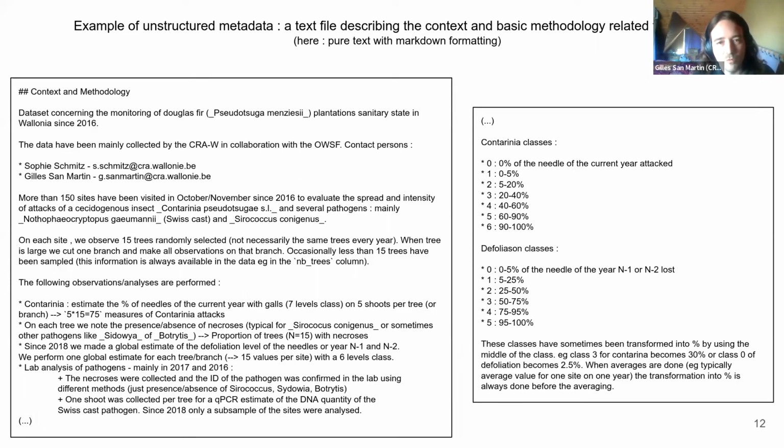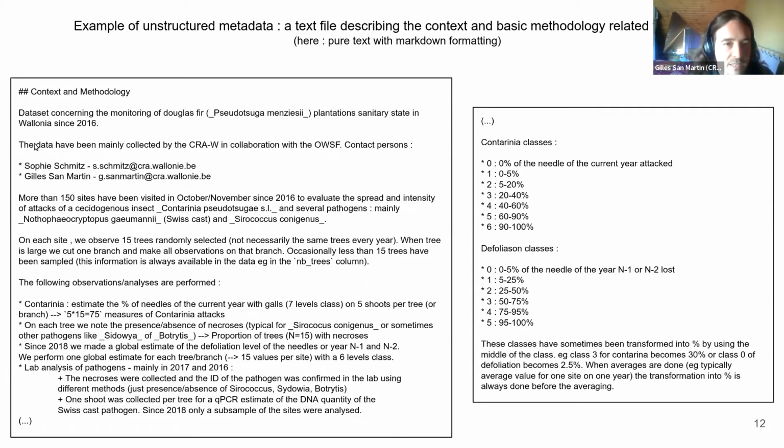I will now provide a few examples of unstructured and structured metadata so that you can see typically what we put as information in this kind of file. So here's an example of unstructured metadata. It's a text file simply describing the context and the basic methodology related to a project, to a data set.